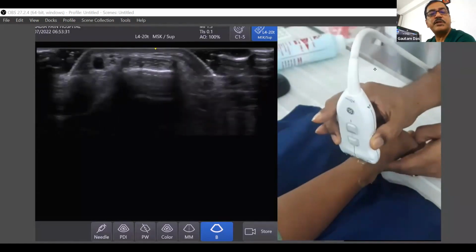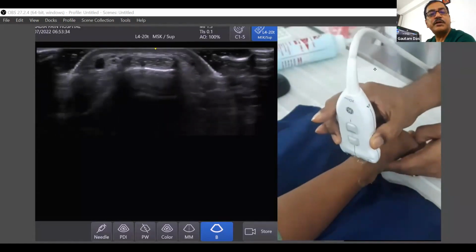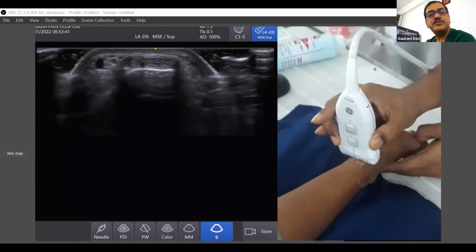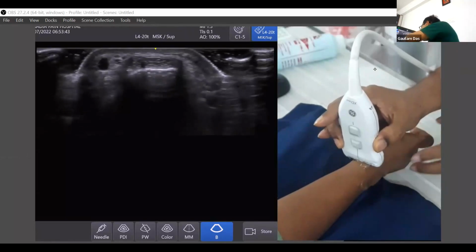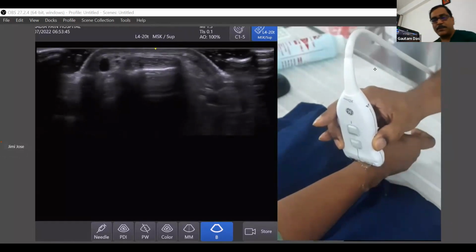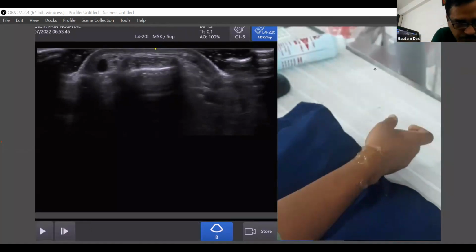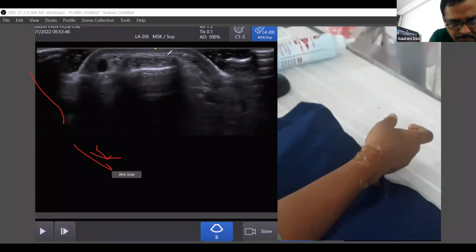What are the first compartment tendons? You have the abductor pollicis longus and extensor pollicis brevis, and the hyperechoic line there is the tendon. So these are the two tendons, and this is your radial styloid.